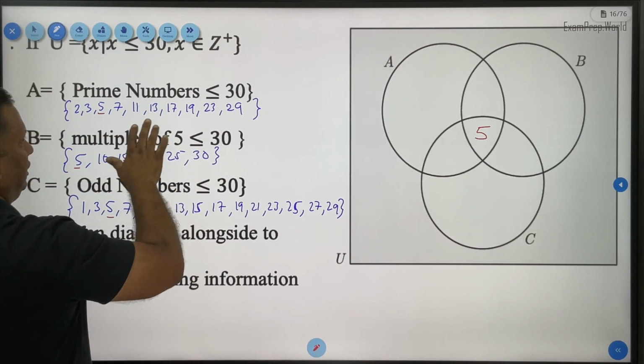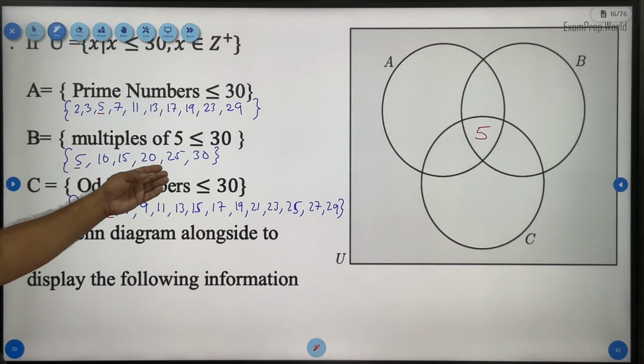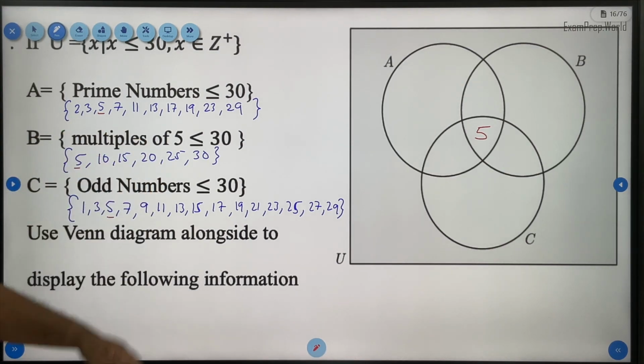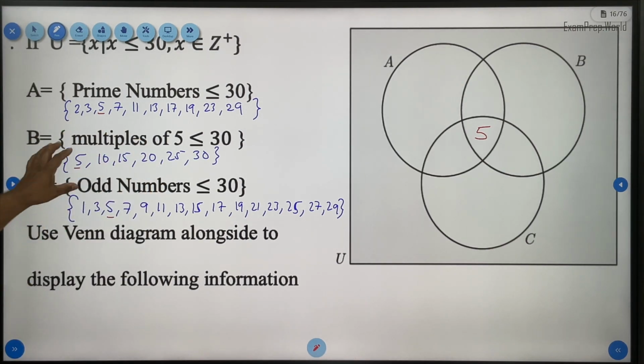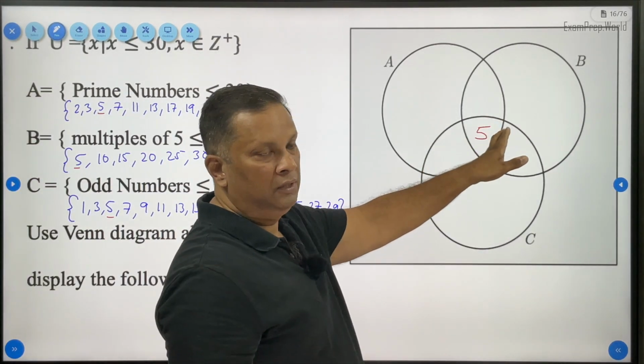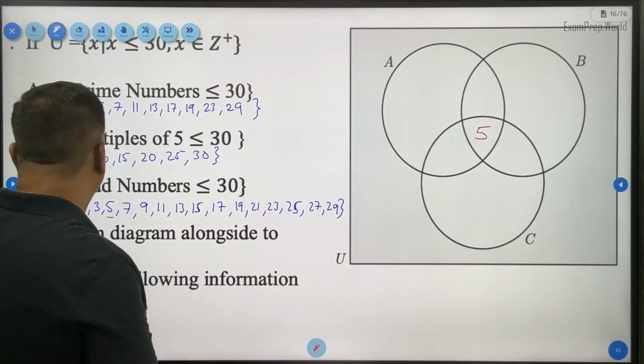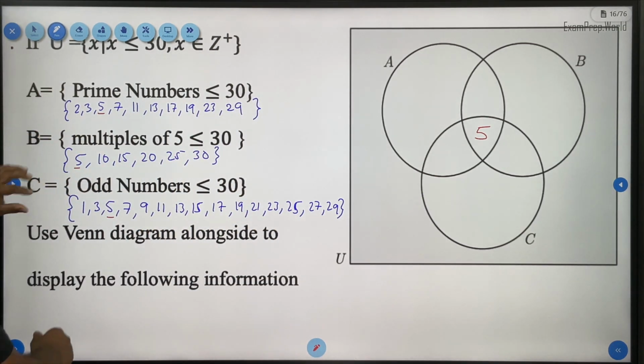Practically we don't have anything else other than 5. Isn't it? There is nothing else. So between A and B, we only have this particular thing, 5. What about A and C? There should be quite a few of them. Look at A and C.